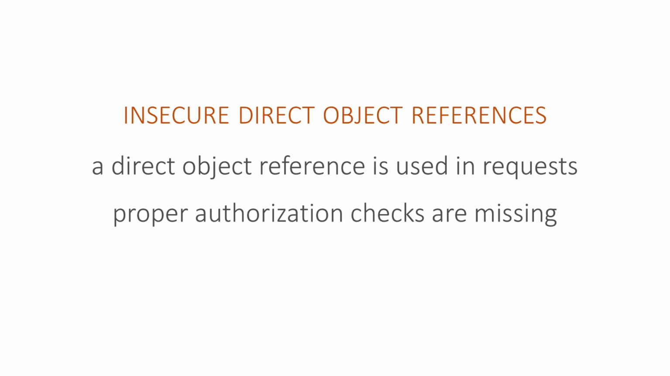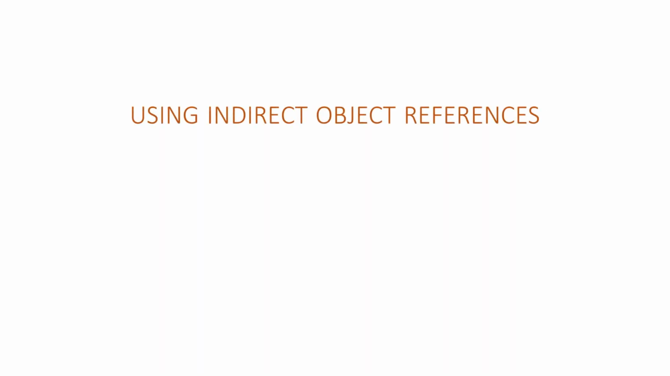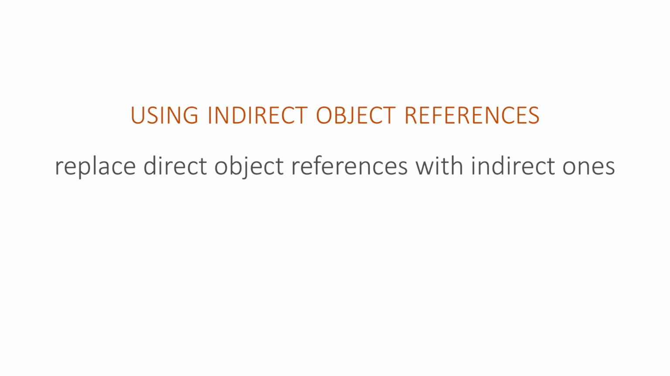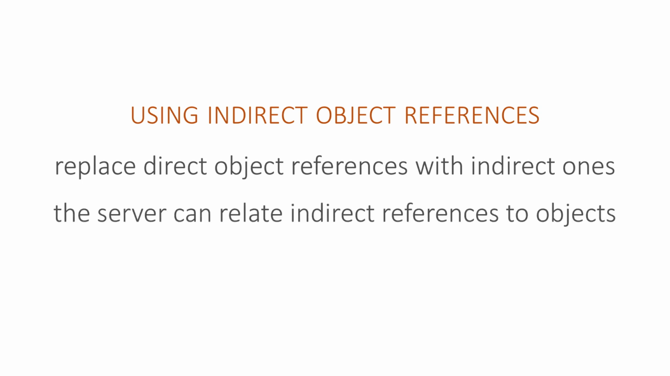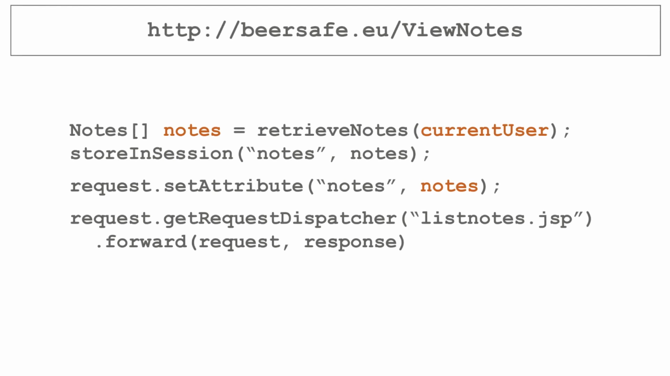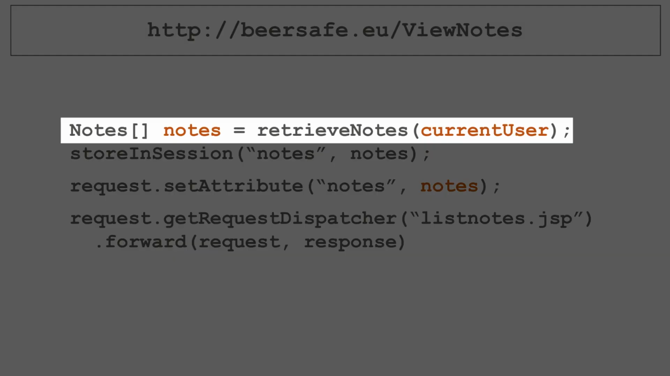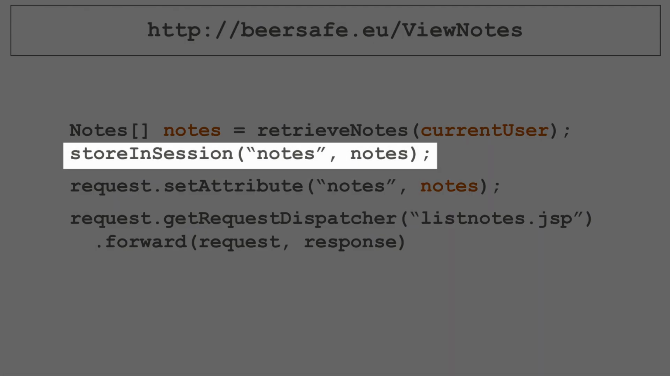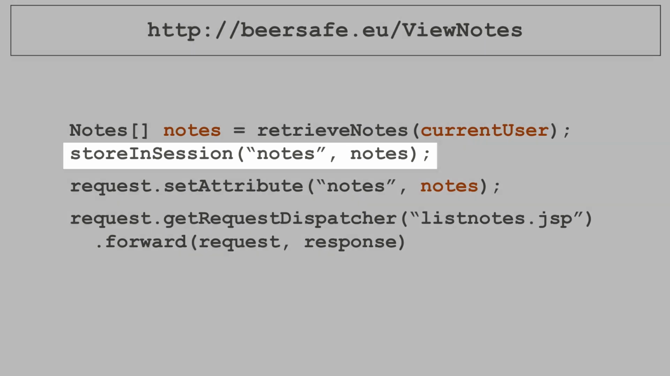In some scenarios, a second mitigation strategy also works well. Instead of exposing direct object references to the client, you can use indirect object references. The server has a map that relates these indirect object references to their direct counterparts. Here is an example of how this would work. The user requests a list of notes to view. The application fetches a list of notes for the user from the database. It stores this list as an array in the user session.